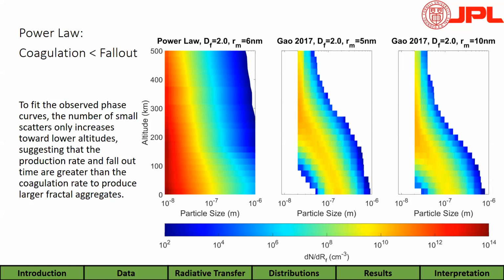So you can see how those two particle size distributions compare with the previously predicted results from Gao et al. for a log normal distribution. In order to get this kind of distribution, our coagulation rate must be lower than our fallout rate, because our small size scatterers are only increasing as we go to lower and lower altitudes. Which means that these small size scatterers are not being removed through production of larger size scatterers. They're just continuing to descend through the atmosphere.